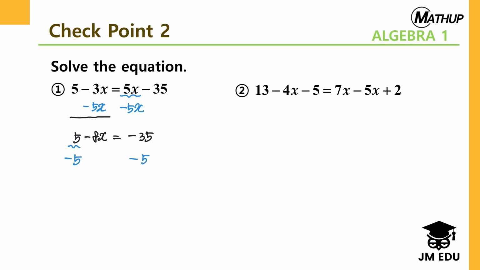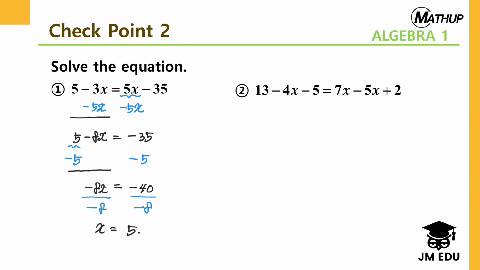the right side. So left side will be negative 8x, and right side would be negative 35 minus 5, that's negative 40. So finally, divide by negative 8 each side to eliminate negative 8. So x is equal to 5.